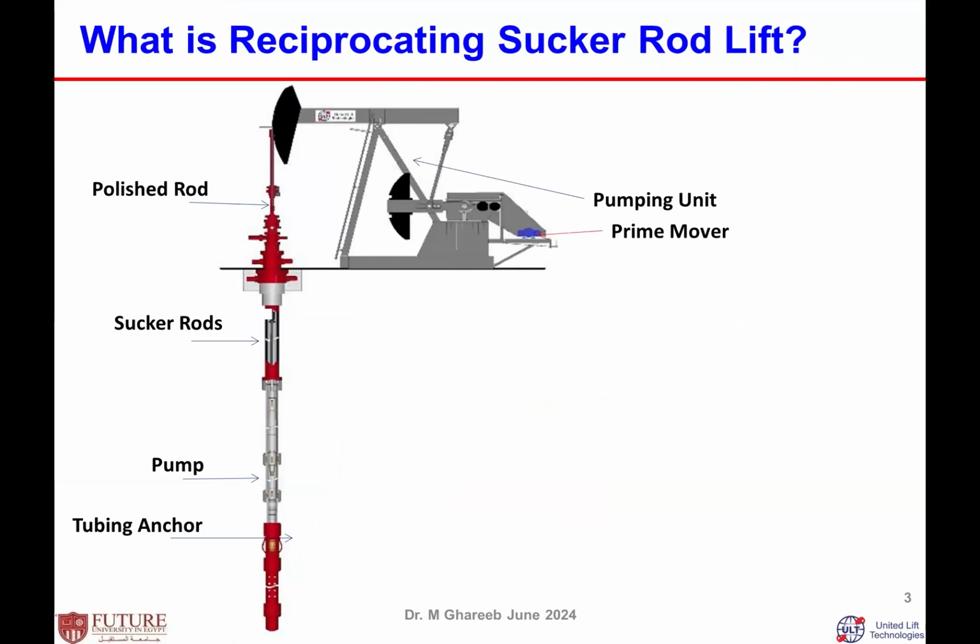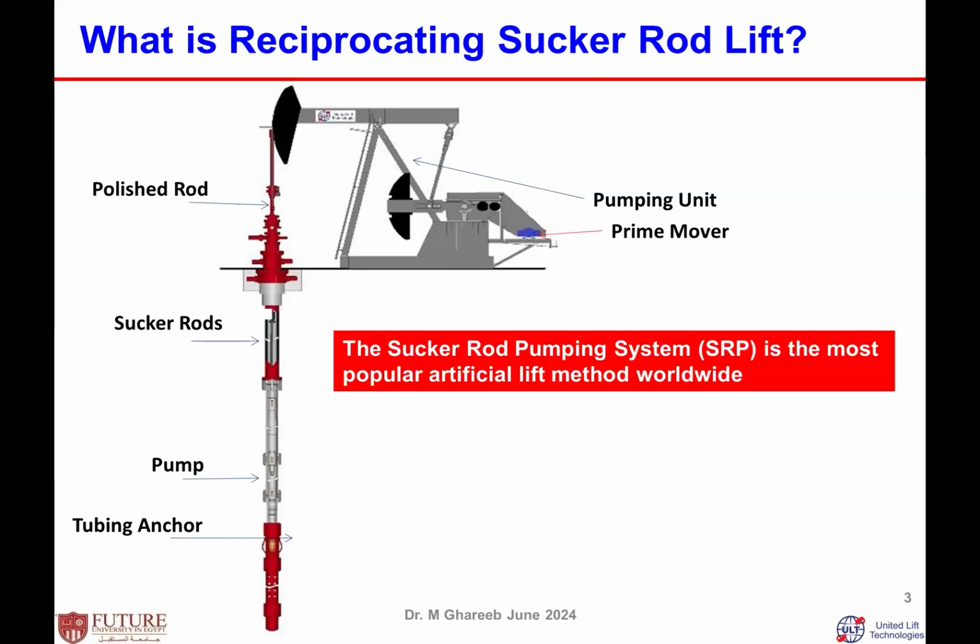What is a reciprocating sucker rod pumping lift? The reciprocating sucker rod pumping system, as in the picture in front of you, is used in most types of oil or water wells. It is the most common, popular artificial lift system used worldwide. Currently, if you count by the number of wells, you'll find over 75, 76, or maybe more percent of wells worldwide using this type of system.